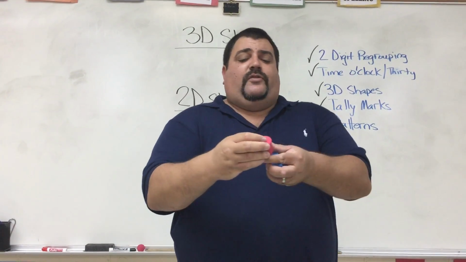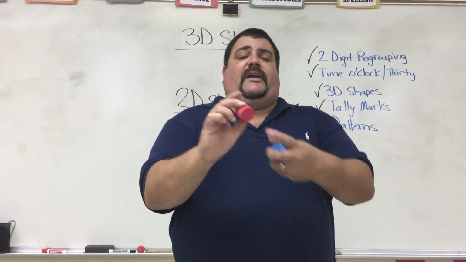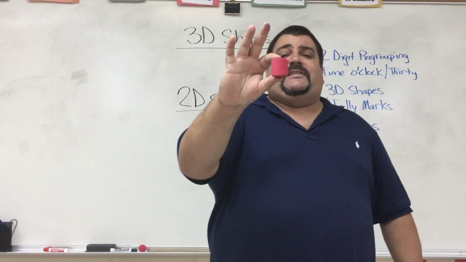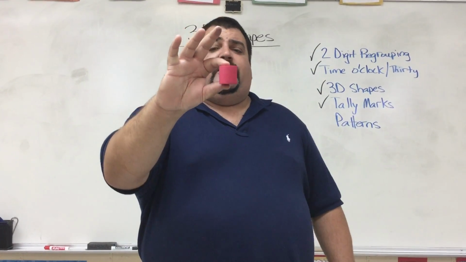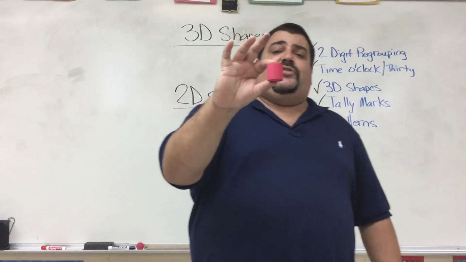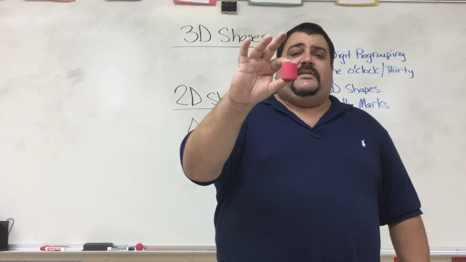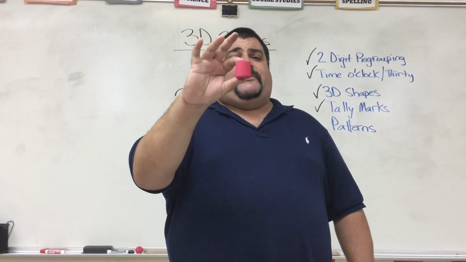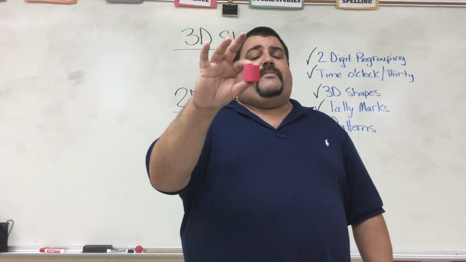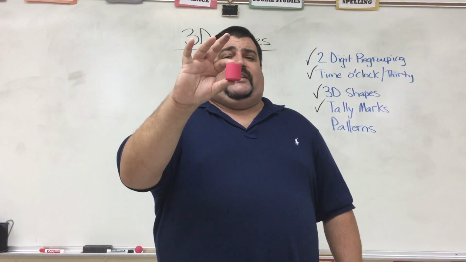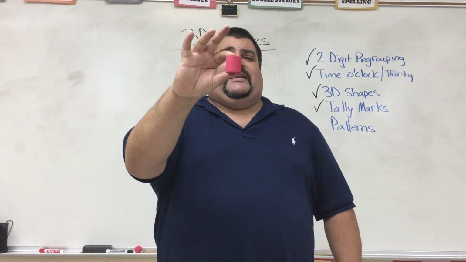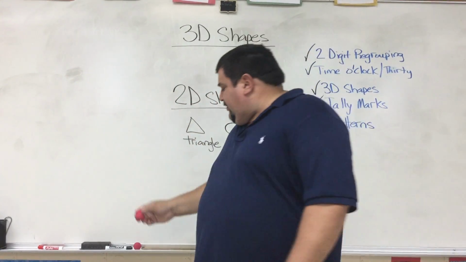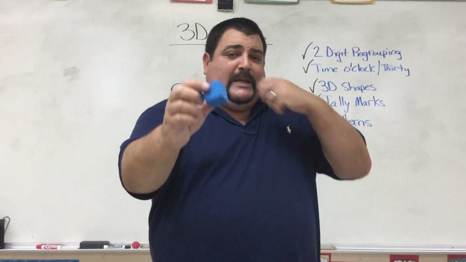The next one that I have here is a cylinder. Yes, it rolls. And yes, it has two flat surfaces right there. A cylinder. Everyone say cylinder? Cylinder. Okay, these are like your cans of soup, your soda cans. Try and find something that you have at home that you can remember what a cylinder looks like. Okay, this is a cylinder.